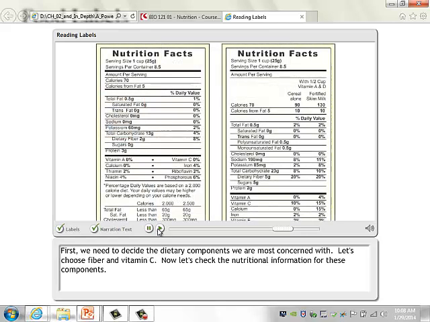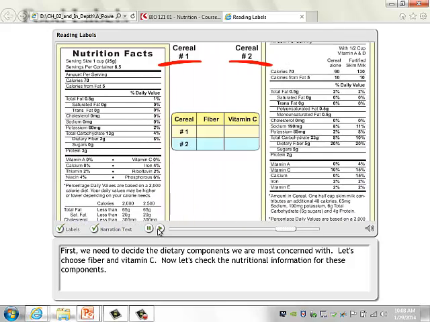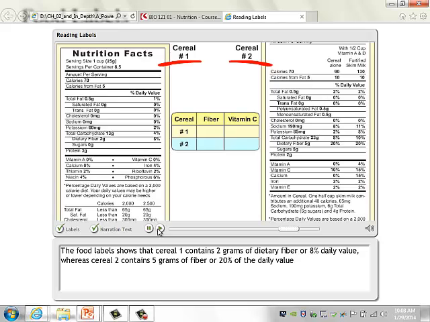Let's compare these two cereals to decide which one is more nutritious. First, we need to decide the dietary components we are most concerned with. Let's choose fiber and vitamin C. Now, let's check the nutritional information for these components.